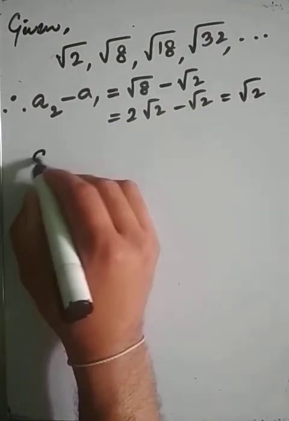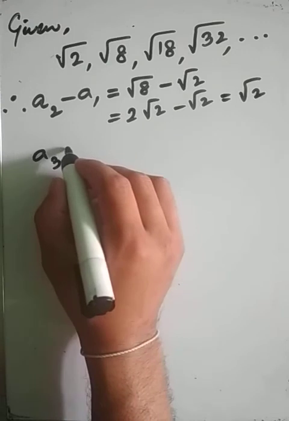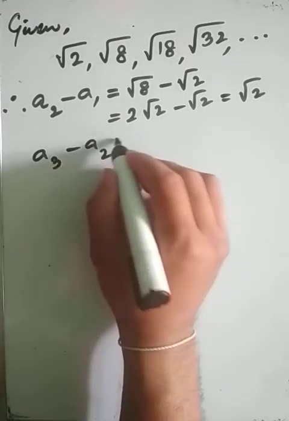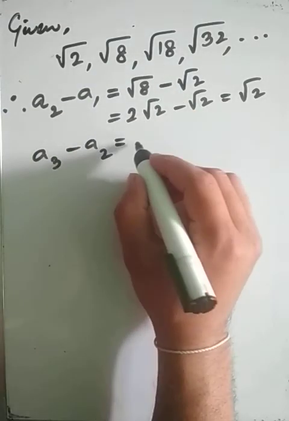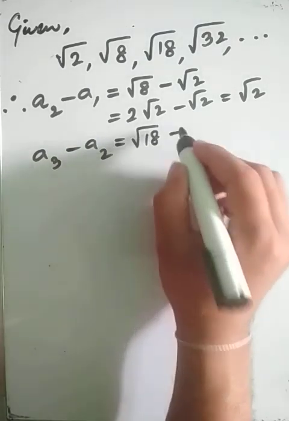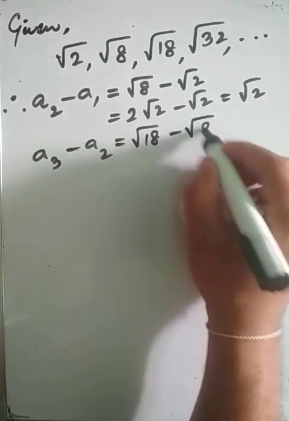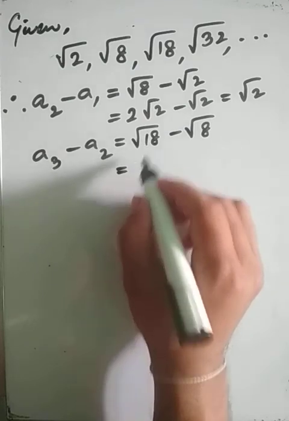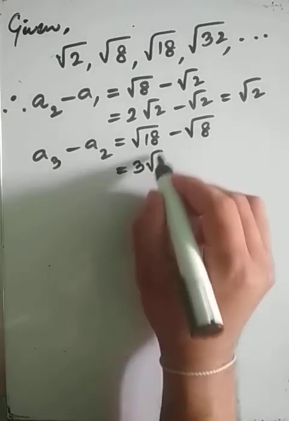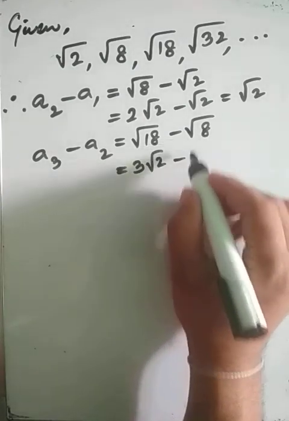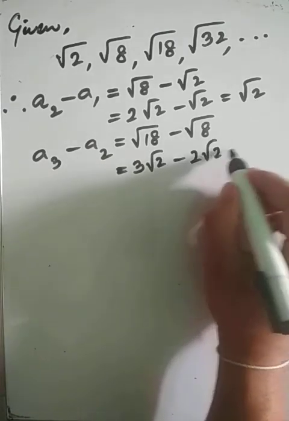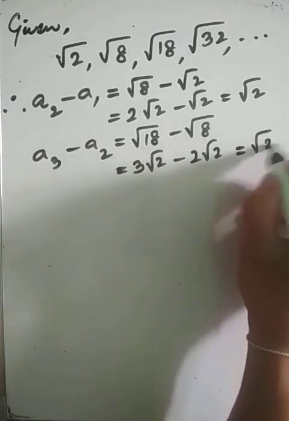Next we will find a3 minus a2. So here a3 means root over 18, and a2 means root over 8. So root 18 means we got there 3 root over 2 minus, what about root 8? We got 2 root over 2. That means it will be again root over 2.